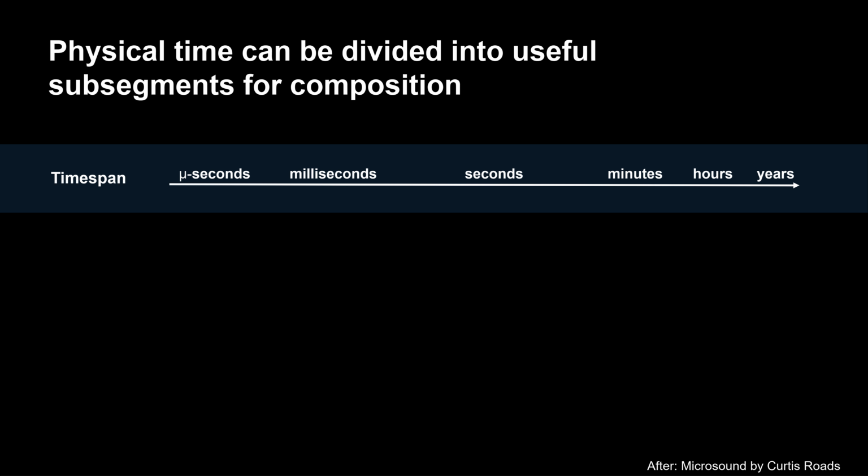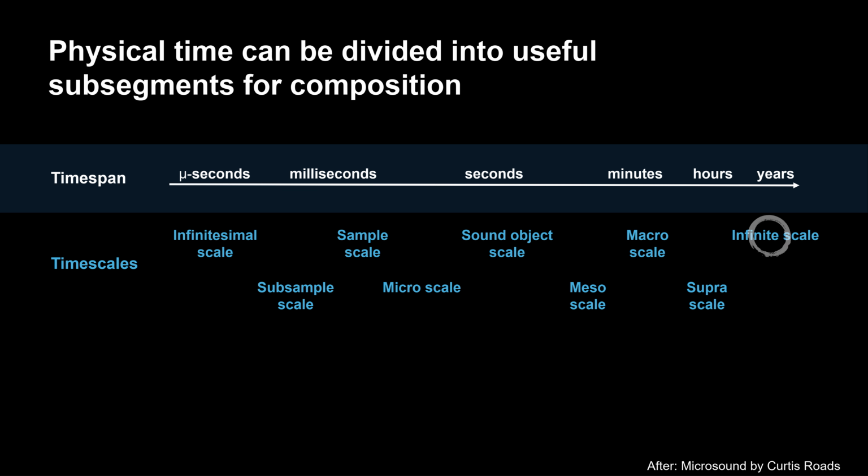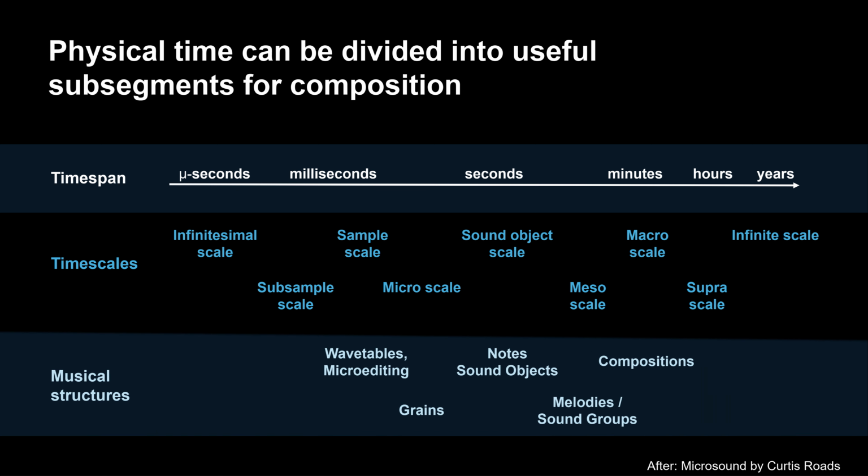I found that Curtis Roads in his book Microsound has created quite helpful divisions of physical time that are helpful for composers and make them more approachable. The timings are infinite time, supra time scale, which is a time beyond our typical composition. The macro time scale is the time scale for full composition, often minutes, sometimes hours, occasionally days. The meso time scale is the division of forms, so the time it takes for groups or sound objects to finish. The sound object time scale is the time for one note or sound to finish.